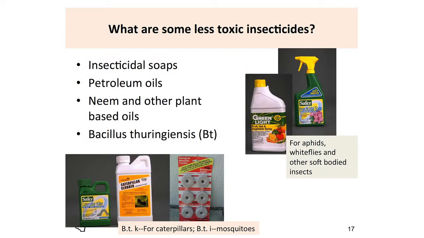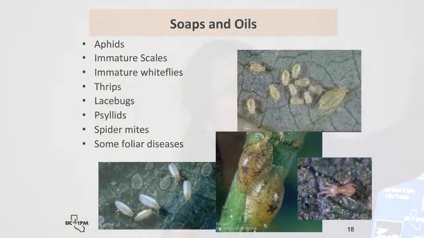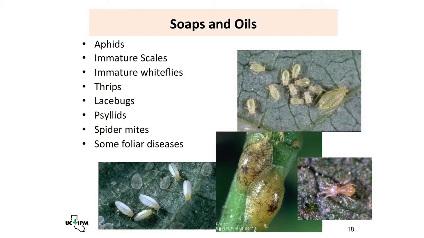So some of the least toxic insecticides are the oils and the soaps, including plant-based oils and BT. So soaps and oils kill all kinds of soft-bodied insects. They're not very effective against insects with hard covers like beetles or larger insects like caterpillars. Mostly they're for these sucking insects like aphids and immature scales, whiteflies, thrips, lacebugs, psyllids, spider mites. Oils are also, and some soaps, but particularly oils, are very effective against powdery mildew and a few other foliar diseases.